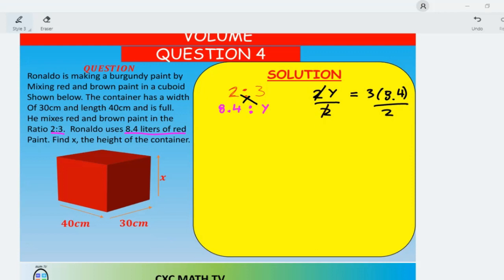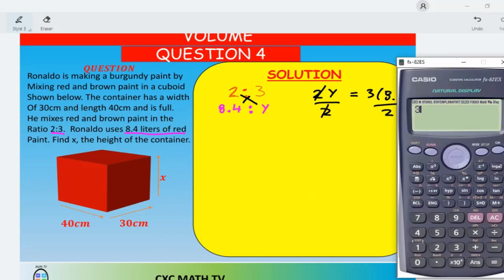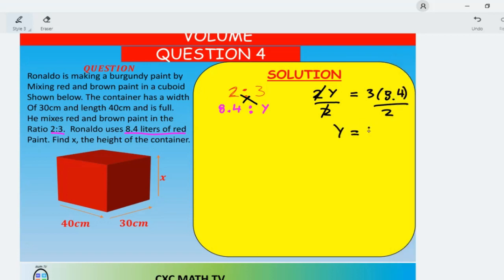So in that case, now let's put it in the calculator. 3 times 8.4, and then we divide it by 2, and we're getting 12.6. So Y is equal to 12.6. So that's how much brown paint was used. So brown is equal to 12.6 liters. Now, why is that important?